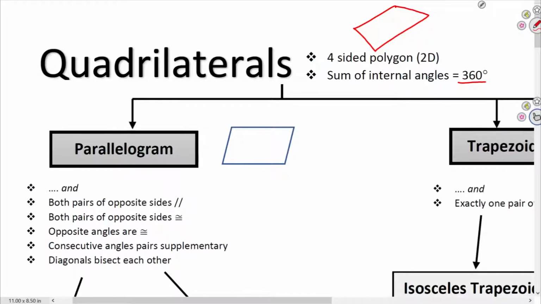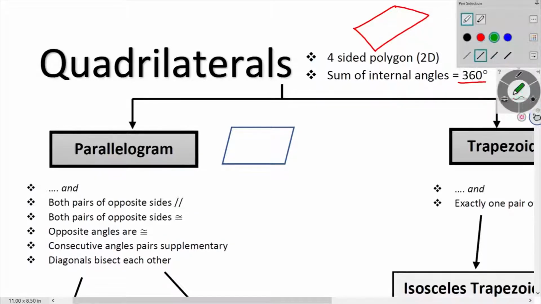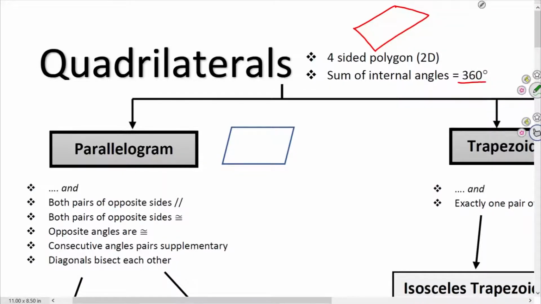And the reason that happens is because you can take any quadrilateral and divide it into two triangles. And by the triangle angle sum theorem, the angles in each triangle add up to 180 degrees. And so if you have two of them, then you get 360.